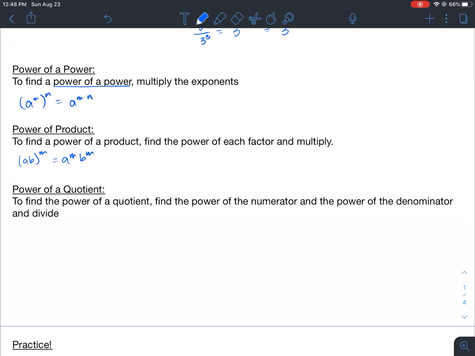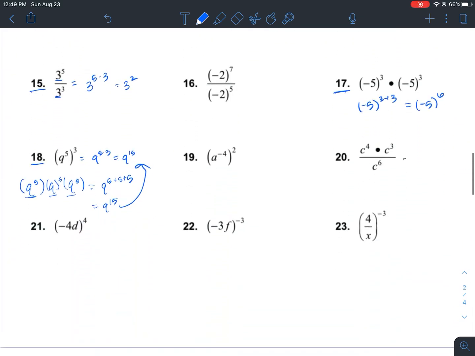So this is the technical way of saying it. If I dumb it down a little bit so that it makes more sense, it's not technically what you're doing, but that m is kind of being distributed to each factor inside that parenthesis. So you have A to the m times B to the m, and this is being multiplied. So that's power of a product.